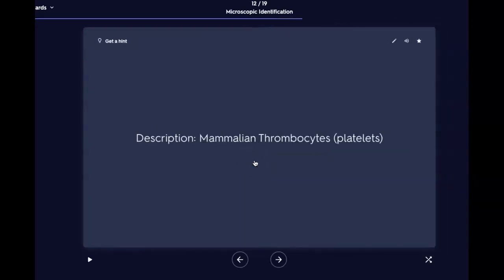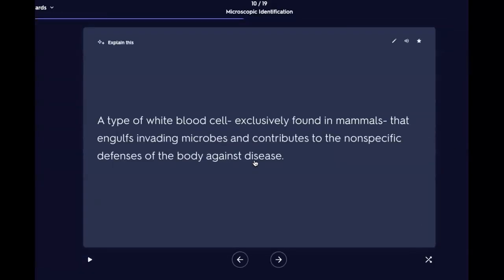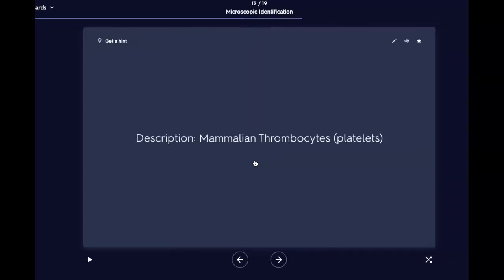And then we're going to look at mammalian thrombocytes. Neutrophils, I should make sure I specify, are only found in mammals. In other organisms, in your fishes, reptiles, birds, and amphibians, you're going to have heterophils. So they won't be neutrophils, they'll be heterophils. They're just slightly different.